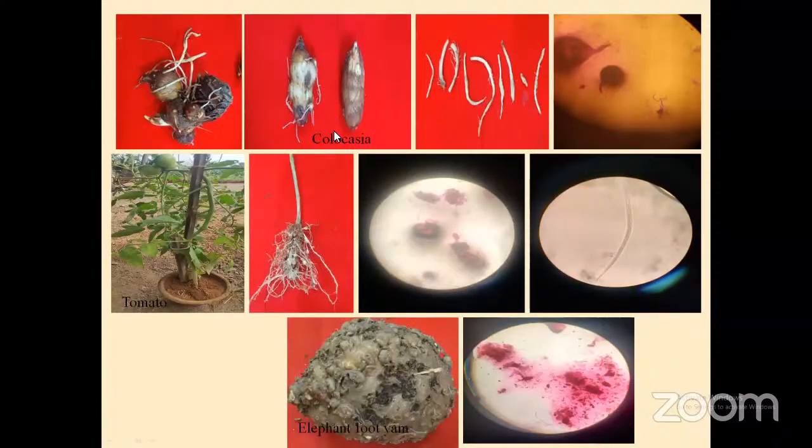Colocasia, most of you might know, you will be consuming in our regular diet. How the colocasia, here also see, there are no galls, but there is a lesion nematode. Tylenchulus, semi-Tylenchulus, all different genera causing damage to the crops.